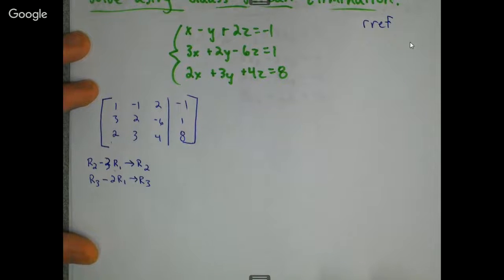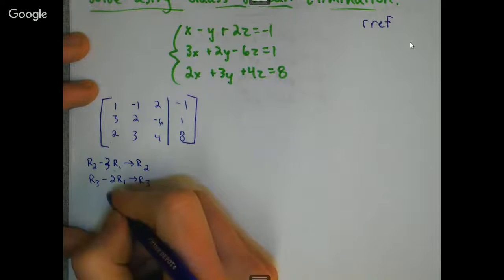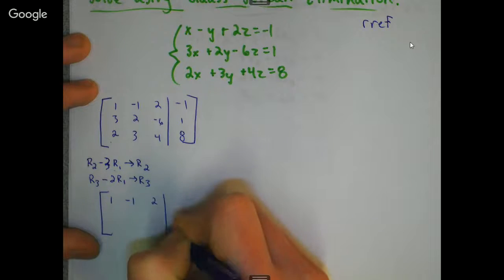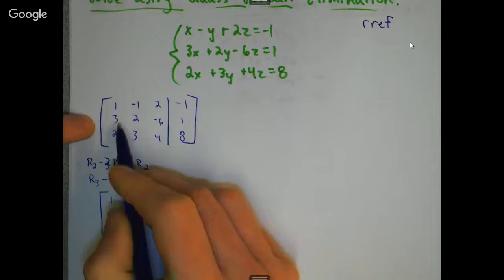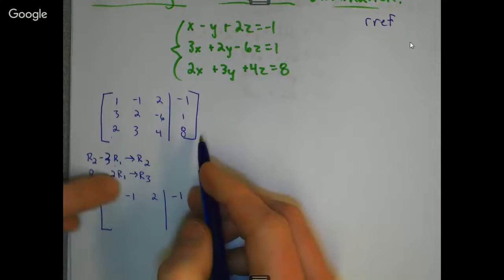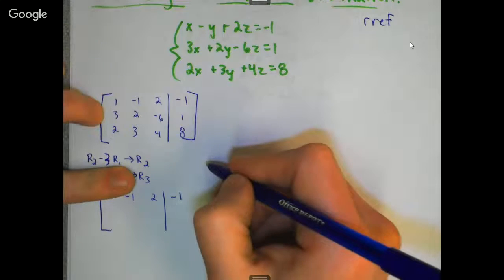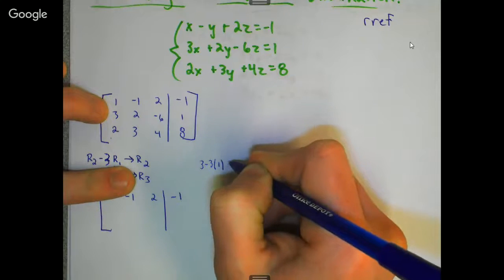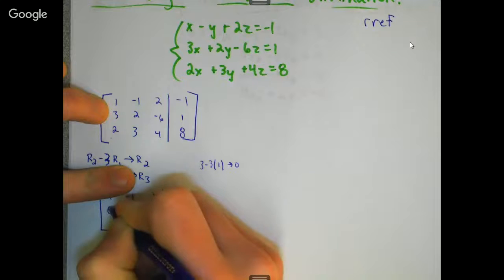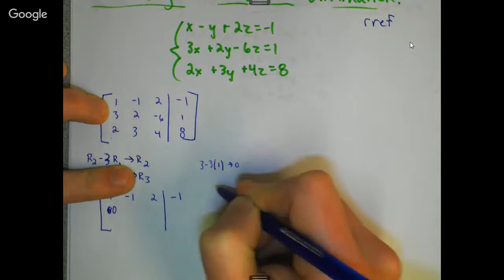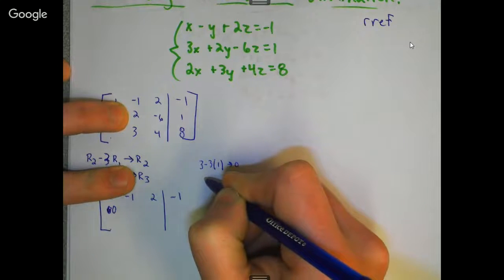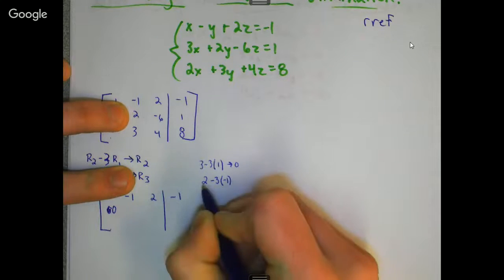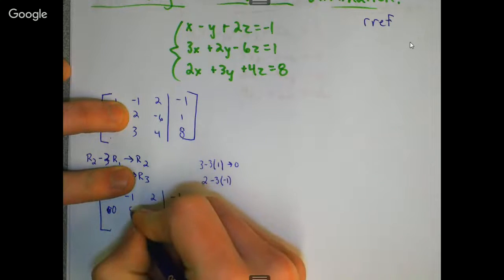Okay, so that's a lot going on right there. So row 1's not changing. For this one, I'm going to cover up this one for now. We're going to take row 2, which is 3, minus 3 times row 1, which is 0. Then move to the next column. So 2 minus 3 times row 1. So that's 2 plus 3, which is 5.